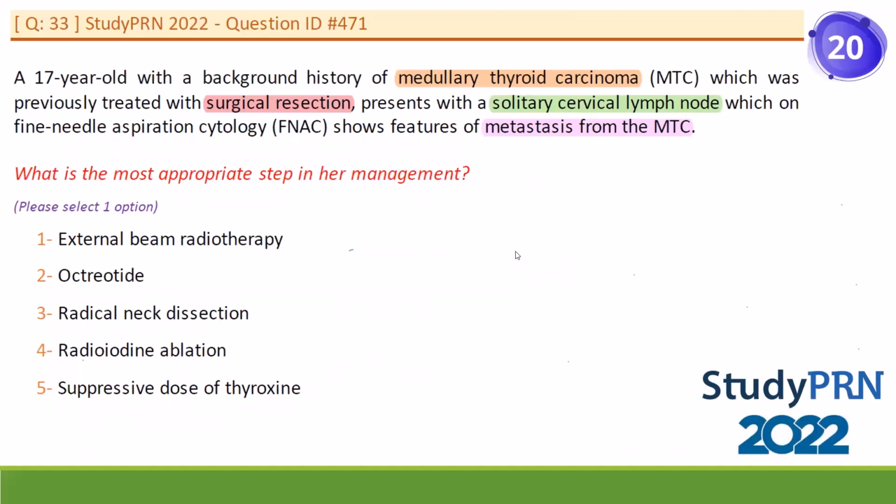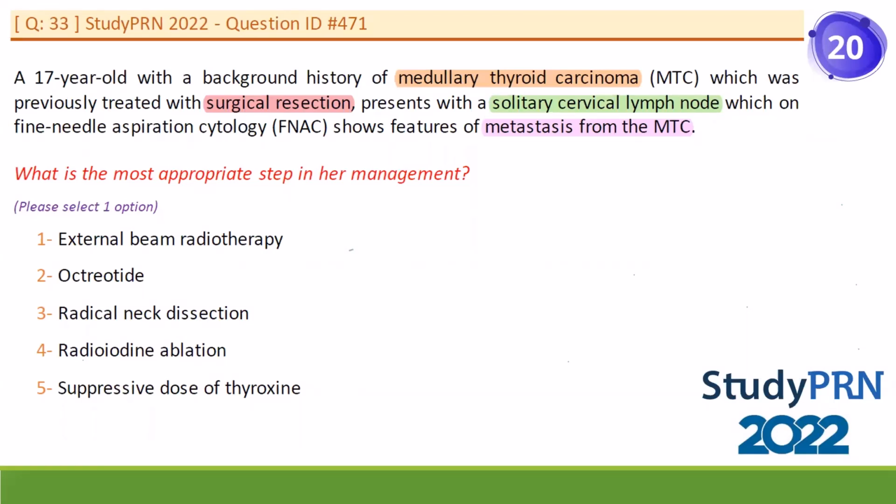Yes, this is another question. A 17-year-old with a background history of medullary thyroid carcinoma with surgical resection presented with a solitary cervical lymph node, and fine needle aspiration cytology shows features of metastasis from medullary thyroid carcinoma. What is the most appropriate step in the management?